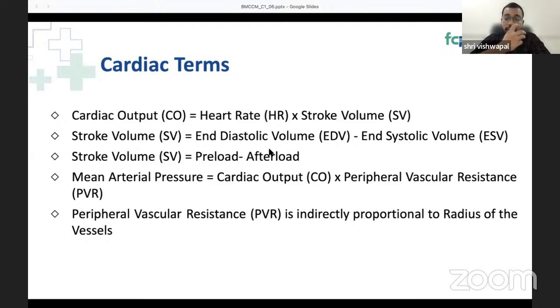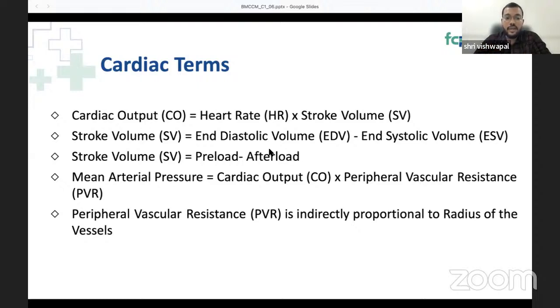So how will you determine it? The peripheral vascular resistance is indirectly proportional to the radius of the vessel. So when your blood vessel is dilated, the radius is increased, so the peripheral vascular resistance will decrease. If the radius of the vessel decreases, meaning if there is any occlusion or contraction in the blood vessel, the peripheral vascular resistance will increase.